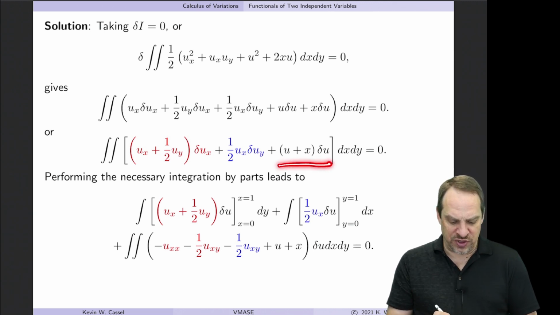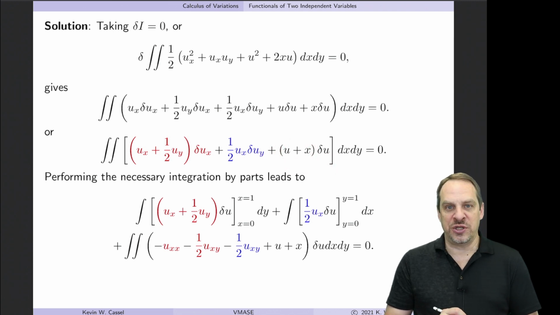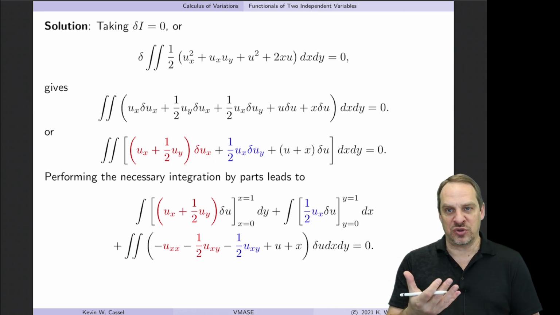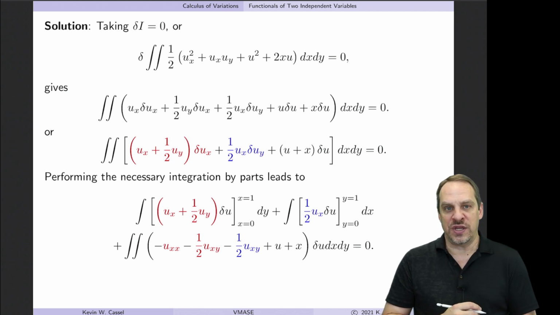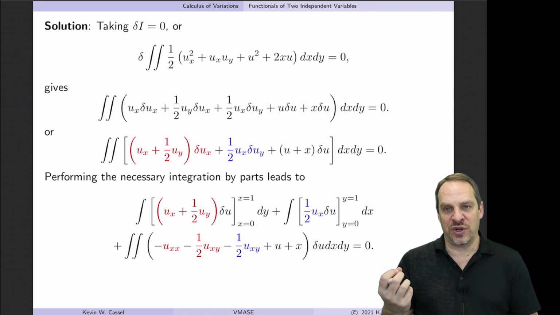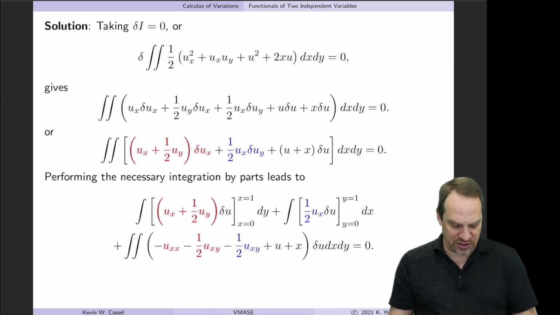So this term we're done with because we have something multiplied by the variation of our dependent variable u. That's exactly the form we want, so that term is done. In this term, we have something multiplied by partial y of the variation of u. So we need to get that partial y off of that variation. Same thing here. We have partial x of the variation of u, so we need to get that partial x off of the delta u. And then we can gather everything together to get our Euler equation as well as our natural boundary conditions.